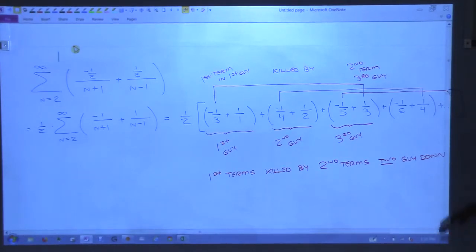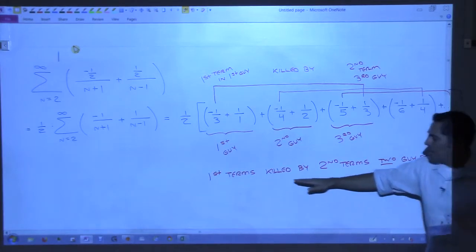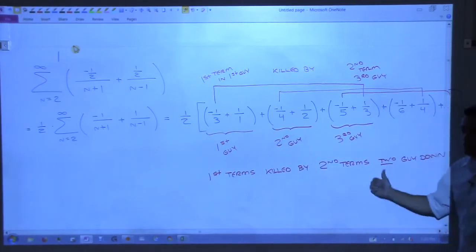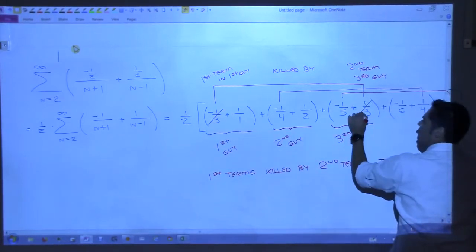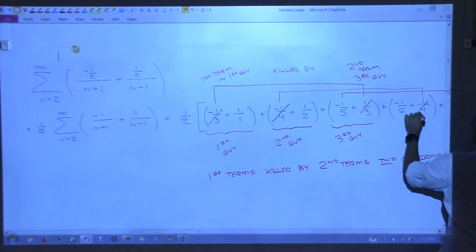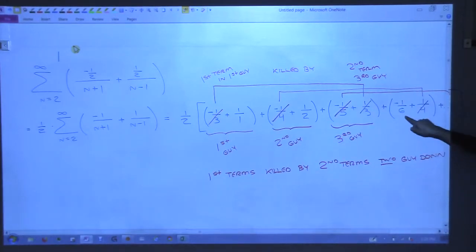Okay. Now it's important for us to establish this pattern right here. That first guys are always killed off by second guys 2 terms down. Because I know this is gone, right? This is gone. I know this one's gone, and that one's gone. I know that one's gone with one from over here. Now what about this negative 1/6? Would it be gone? It would be gone, right? Because it's going to be killed off by a second guy 2 terms down, which isn't here, but it's down there, right?